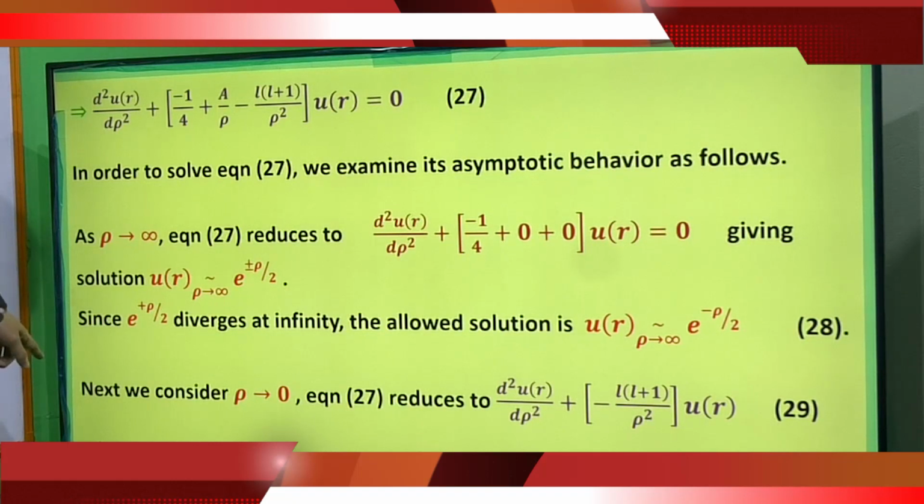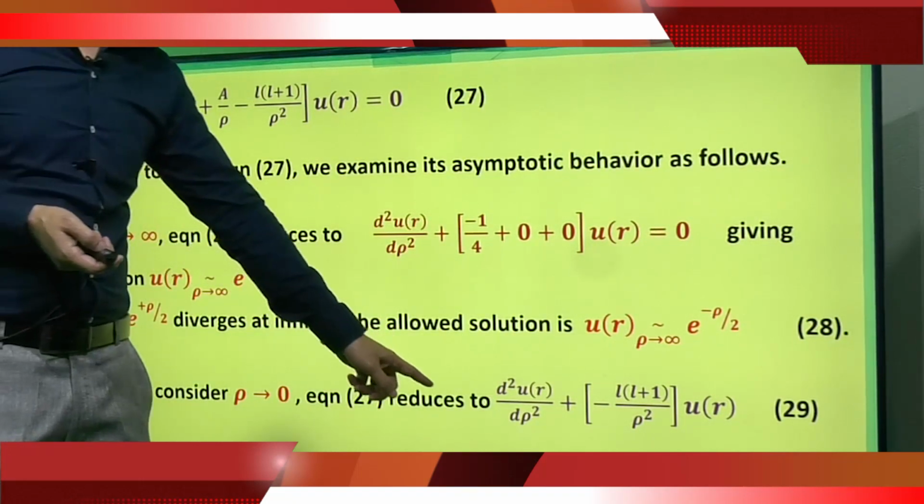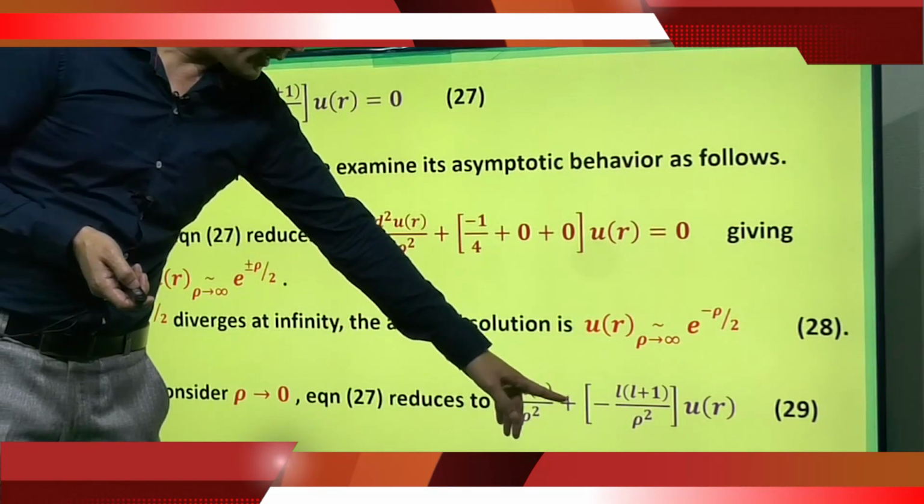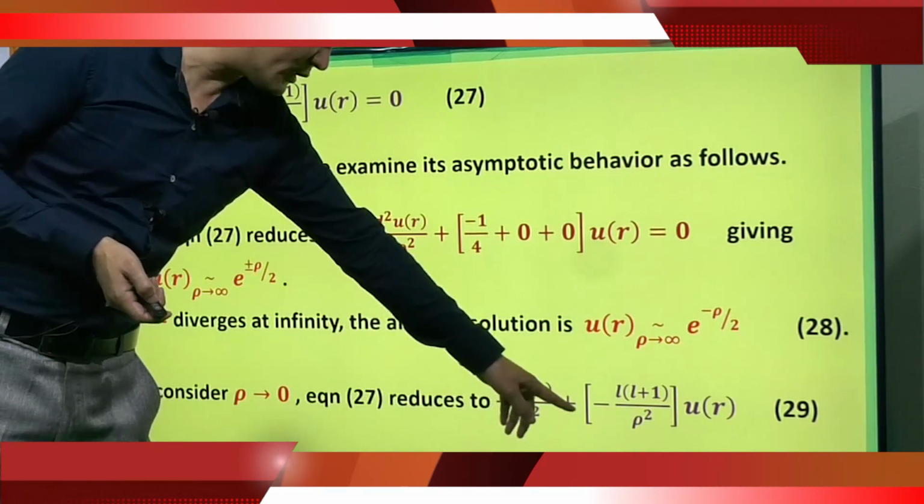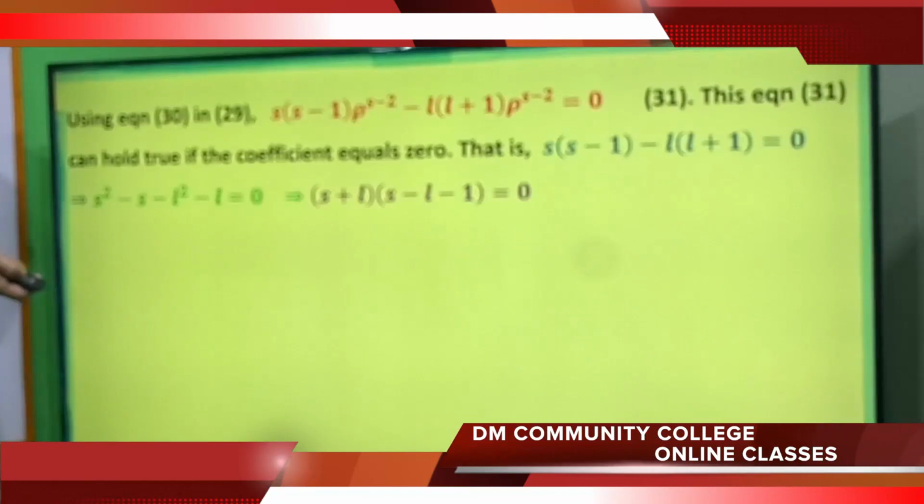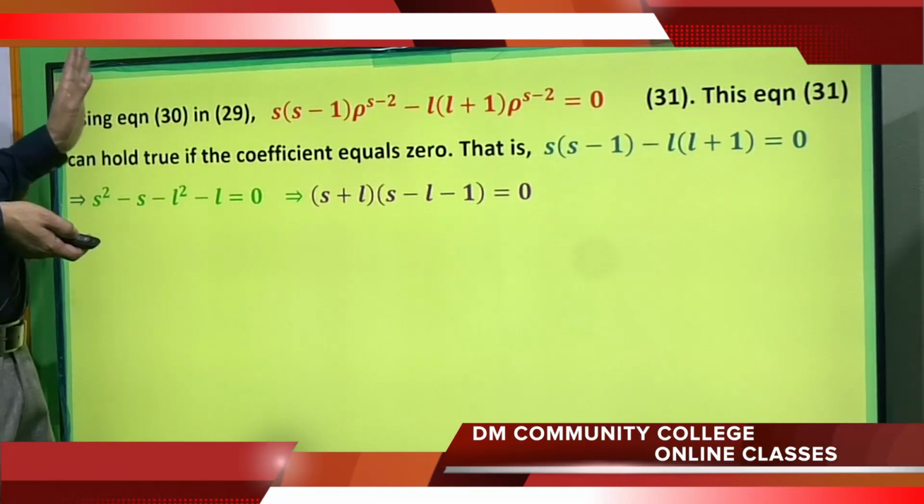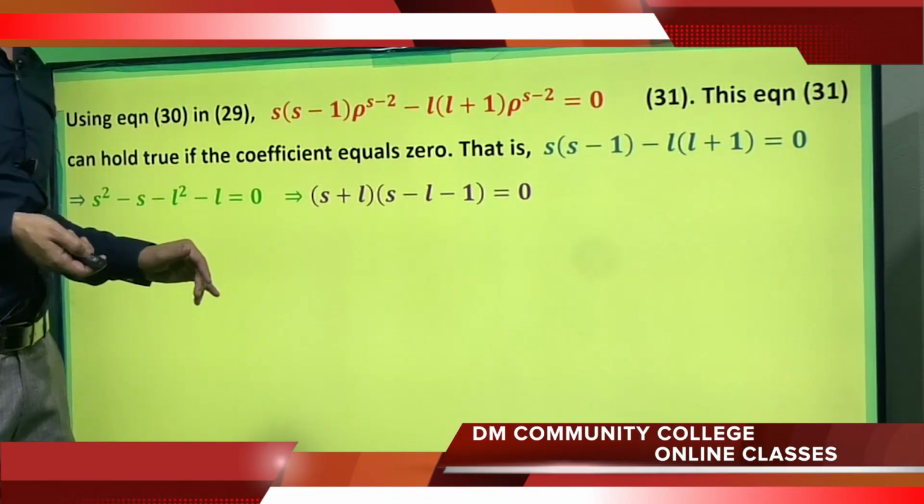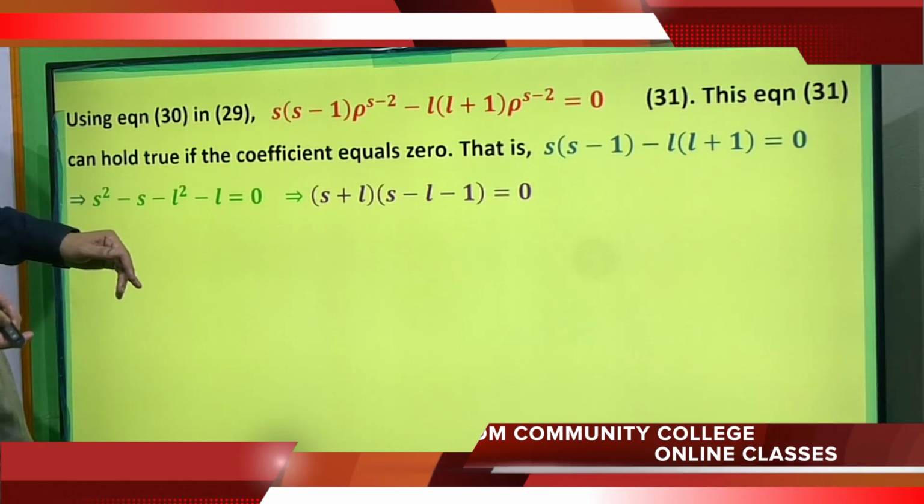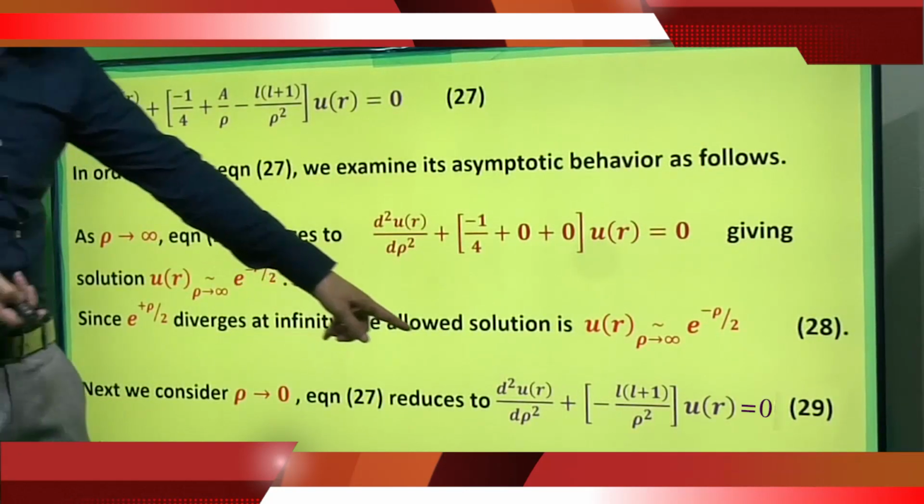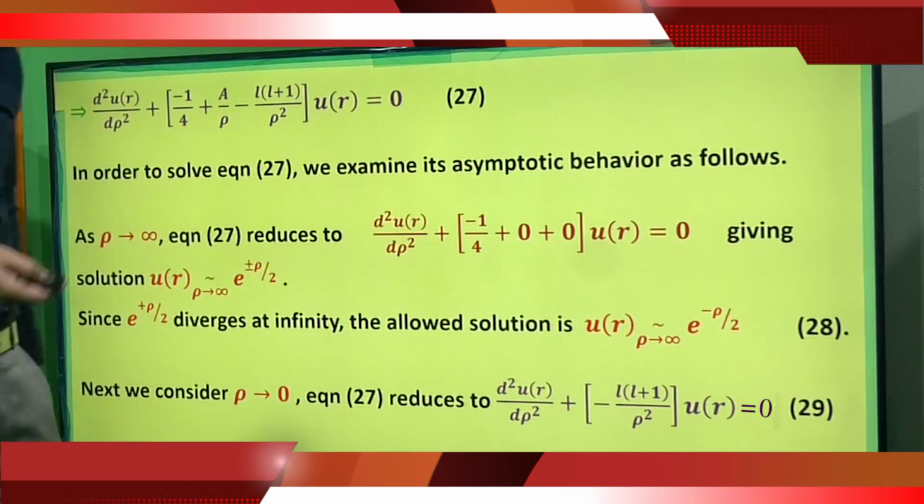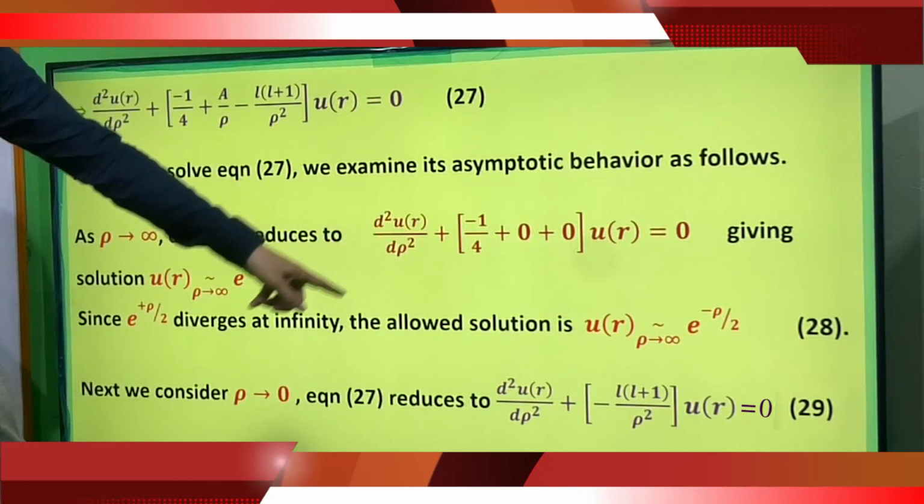Anyway, now the solution will be this one, u tilde equals rho to the power s. When rho tends to zero, the solution is rho to the power s. Now, using that previous solution in that other equation, that is equation 30 in 29.